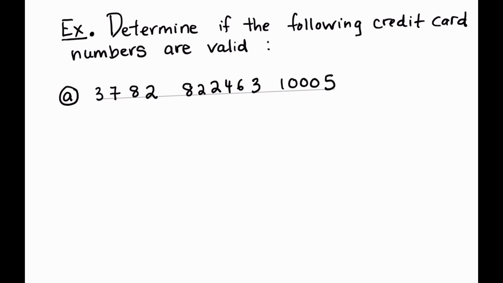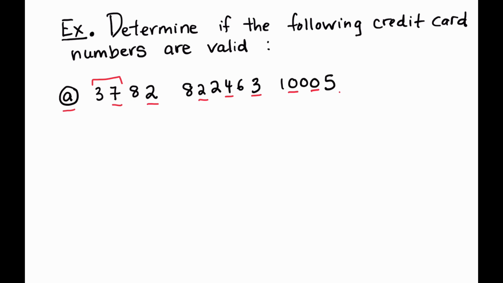So we want to determine if the following credit card numbers are valid. In A, this looks like an American Express credit card number. In order to use the algorithm to test to see if this is a valid credit card number, I am going to underline every other number starting from the right. The next thing that I'm going to do is double every underlined number.